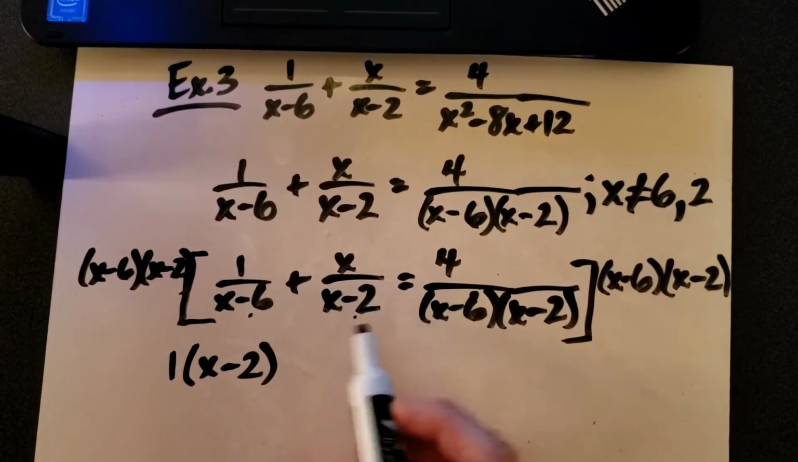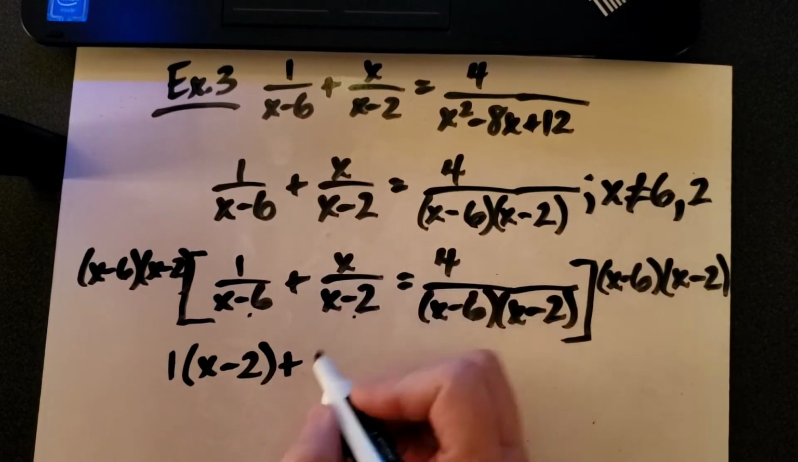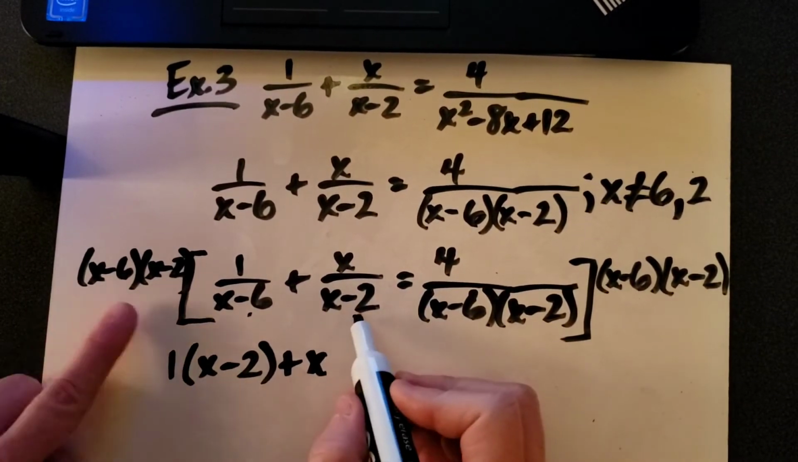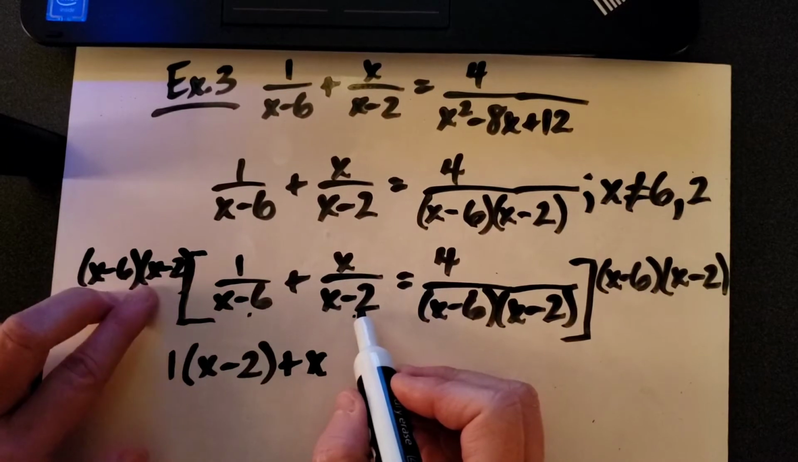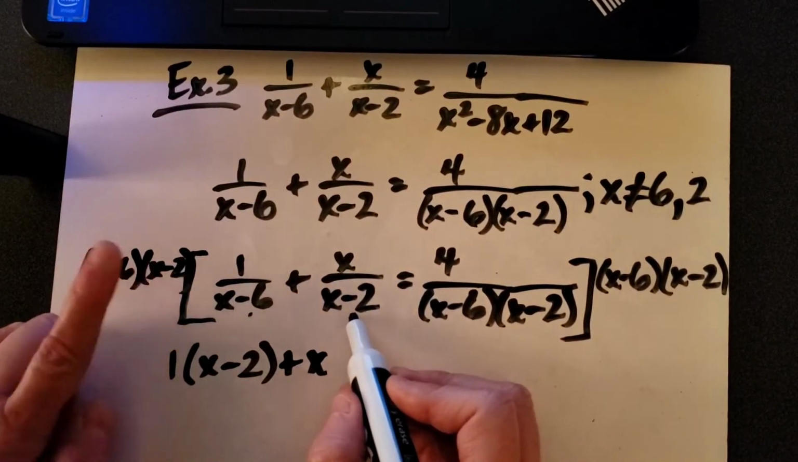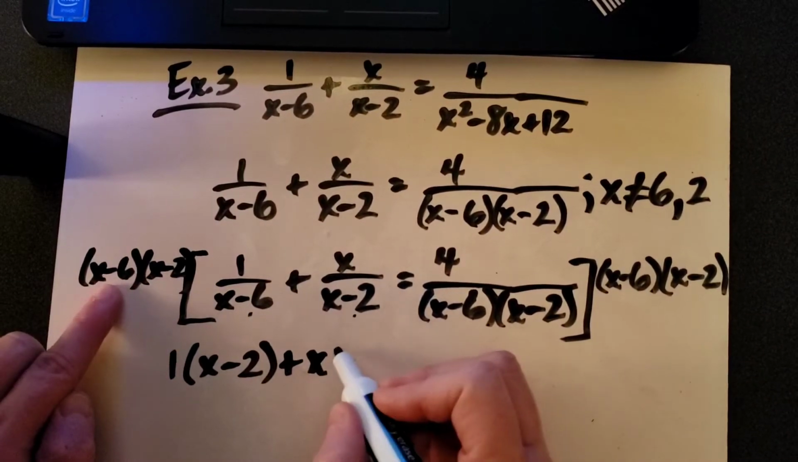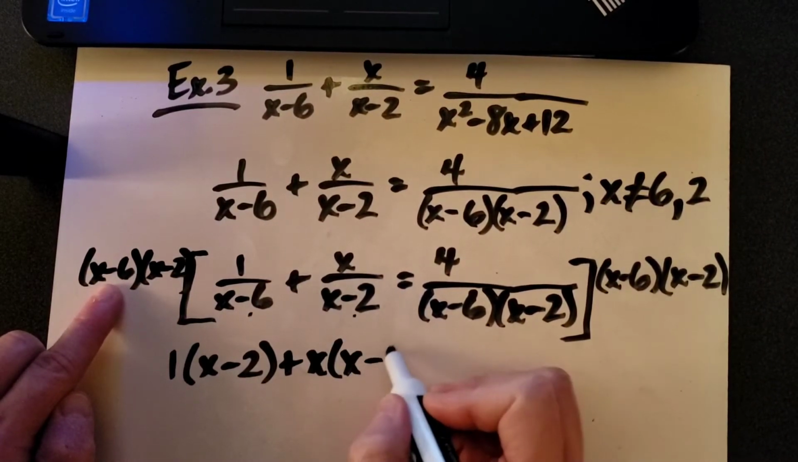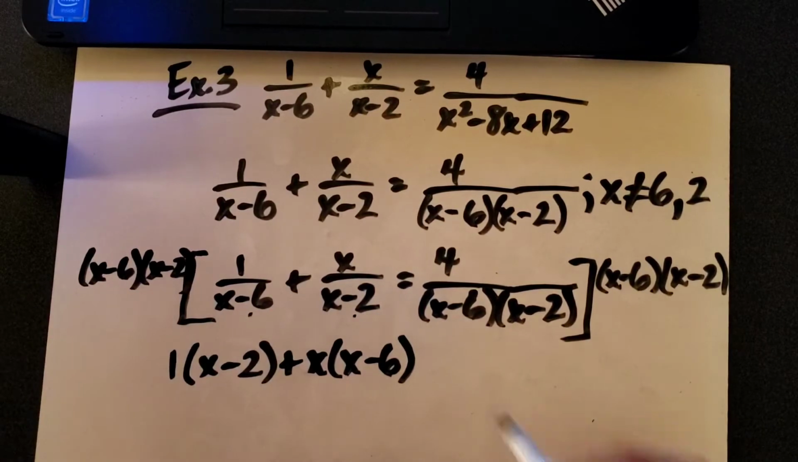Nice. Okay, second term, I've got plus. There's a numerator of x. And now if I multiply this LCD times this term, I see that the x minus 2 is going to cancel out on the top and the bottom. So that's going to leave me multiplying by the x minus 6. I'm going to go ahead and write that.